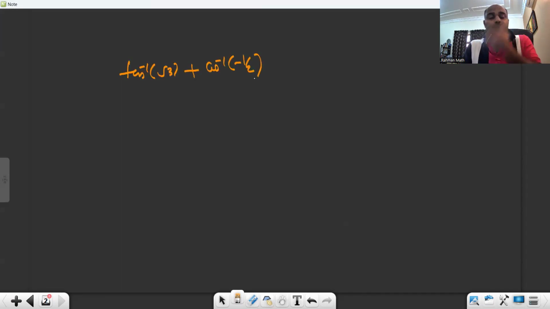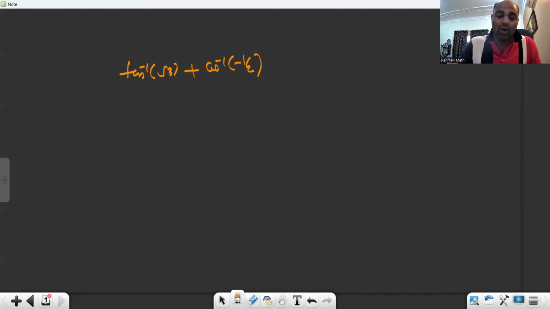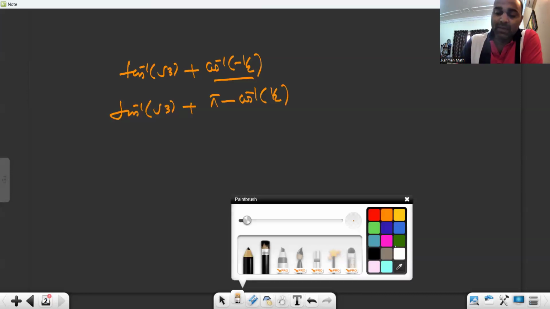I already told you, don't forget these three. For cos inverse, sec inverse, cot inverse, if a minus comes, it will be pi minus. So here a minus came inside cos inverse. The first term, let it be like that, no need to do anything. But here you can write pi minus cos inverse 1 by 2, because the negative sign came inside the bracket. So now what can we see?